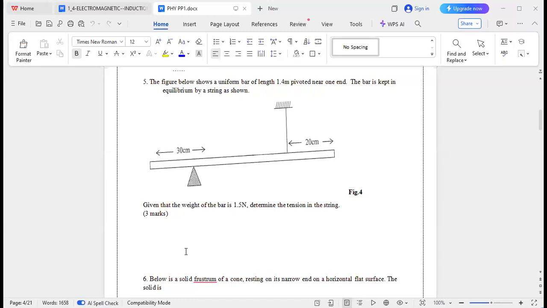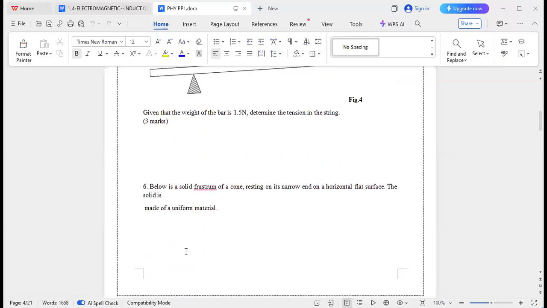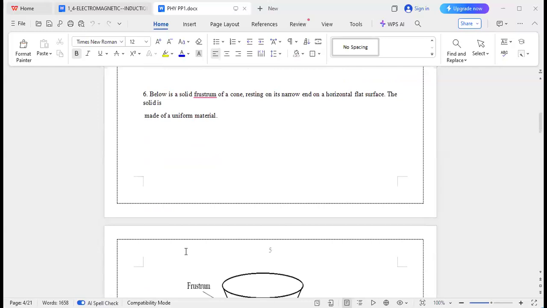1.5 times 0.4 equals T times 0.9. And our tension will be equal to 0.6667 newtons.